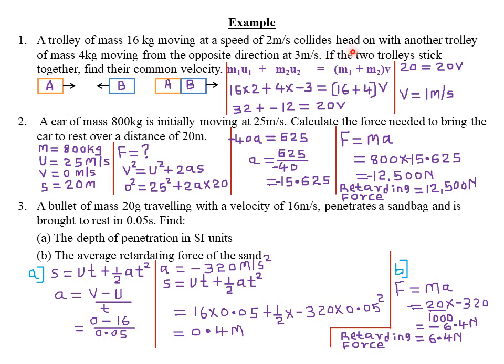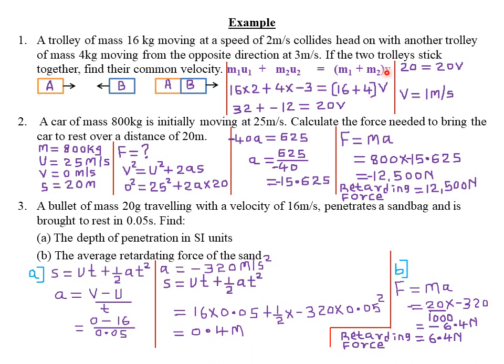So the key point here, the first thing, is to identify the type of collision that you are dealing with. Because the bodies are sticking together after collision and they are moving with a common velocity, this simply means that you are dealing with inelastic collision. And we did say that for inelastic collision, linear momentum is conserved, and therefore the total linear momentum for the system before collision must be equal to the total linear momentum of the system after collision.